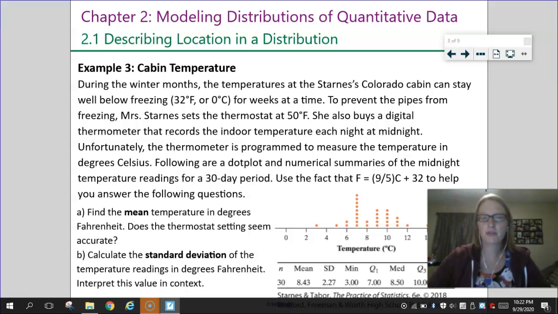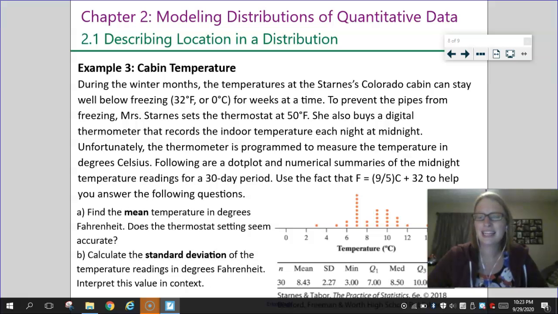To prevent the pipes from freezing, Mrs. Starnes sets the temperature of the thermostat at 50 degrees Fahrenheit. She also buys a digital thermometer that records the indoor temp each night. Unfortunately, the thermometer is programmed to measure the temperature in Celsius. So what's below is a dot plot and numerical summaries of her thermometer's reading every night at midnight, but in Celsius. She wants to be able to compare that to the thermostat, which is set in Fahrenheit.